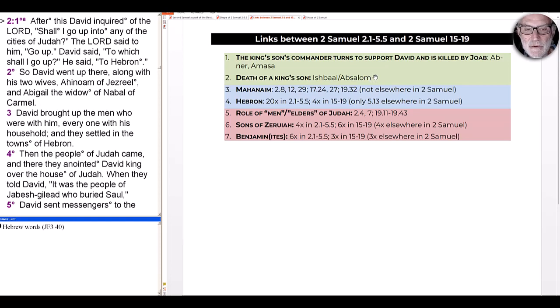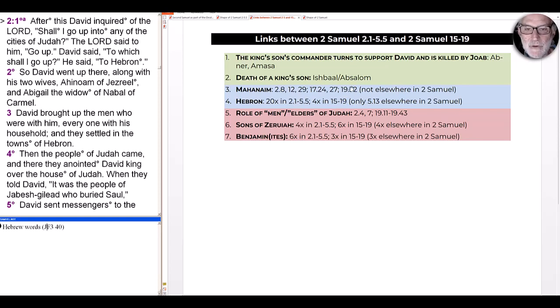Saul is not there to lament the death of his son Ishbal, but David is certainly there to lament the death of Absalom. And then 2 key places are named that are not elsewhere in 2 Samuel, or only one place elsewhere. And interestingly, both places are tightly connected with the book of Genesis and with Abraham.